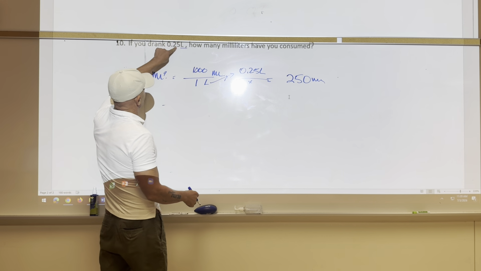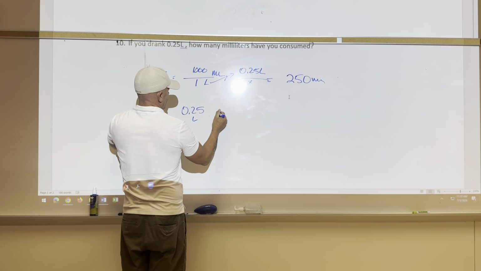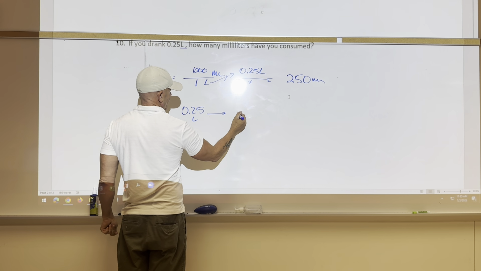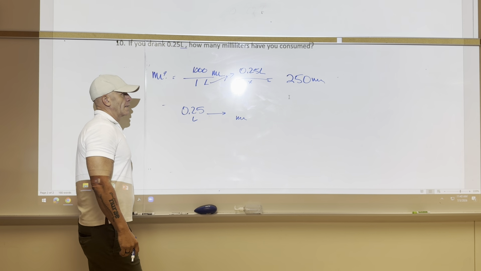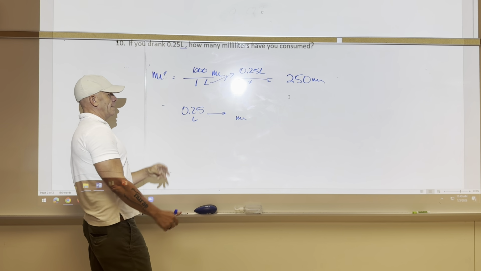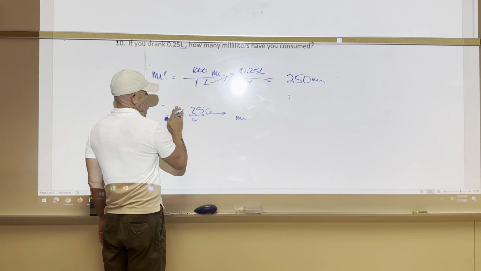Now, 0.25 liters. We're going over to the milliliters, right? How many decimals do we move it? Because it's liters to milliliters, there's only 3. So 1, 2, 3 gives you the 250. There's your answer.